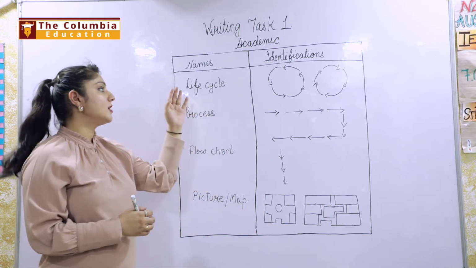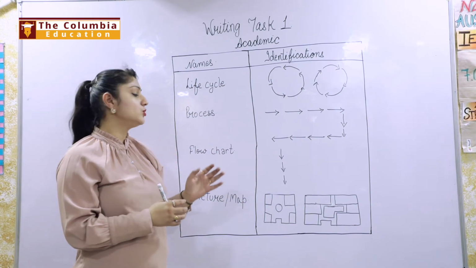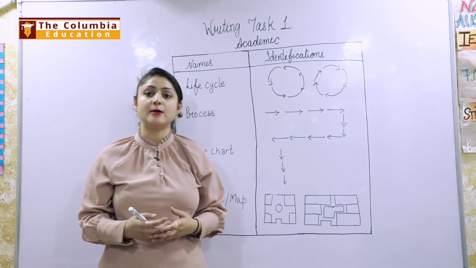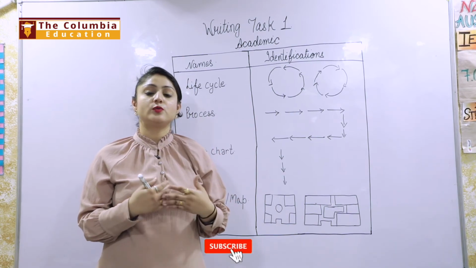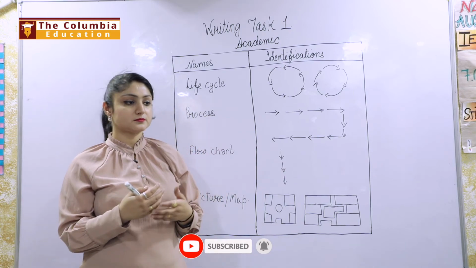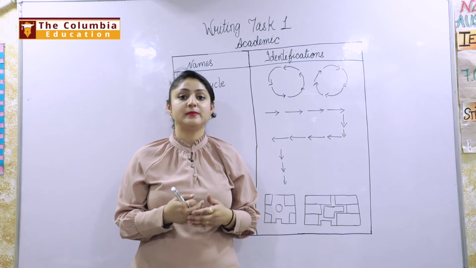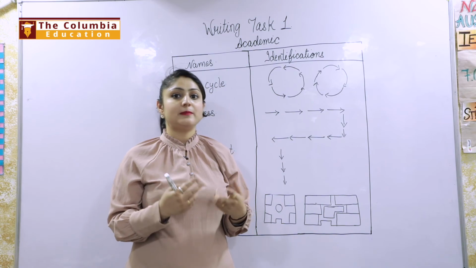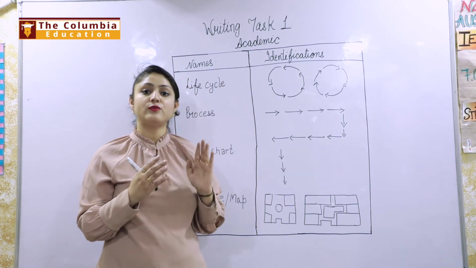That's all. This is all about writing task 1, especially for academic. I have told you about 8 kinds of task 1, but in the exam you will get only 1 picture. Whatever picture you get in an exam, maybe it is a combination of 2 graphs like a pie chart and table. Maybe it's a single one like only a table. Only 1 graph you will get in an exam, right?